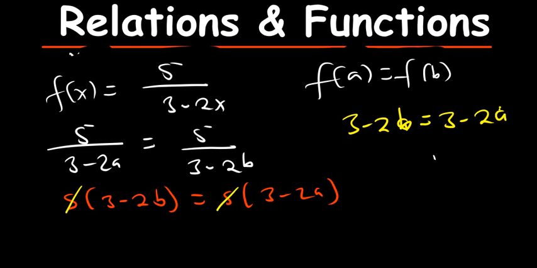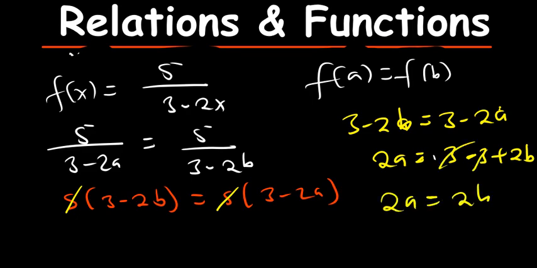Shift 2a to the other side, and then it's going to be here. Then shift 3 to go to the other side, and then negative 2b to the other side is going to be like that. So this will give me 0. 2a is equal to 2b. So 2 and 2 can cancel. Therefore, a is equal to b. So now a is equal to b.